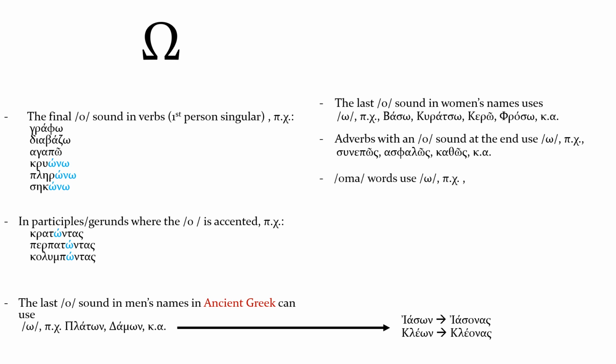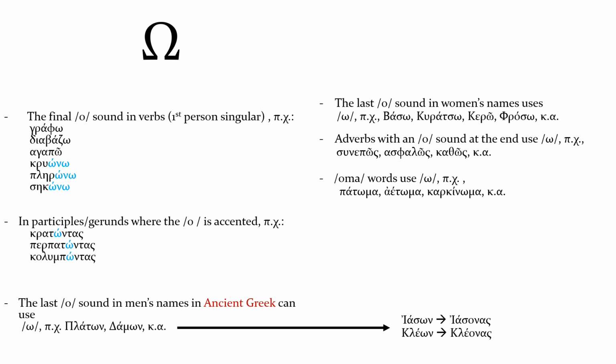And then a very important one here: adverbs with an O sound at the end use omega. Remember, an adverb normally answers the how question, like how does she sing? She sings beautifully. How does he walk? He walks slowly, and things like that. And we get things like sinepos, asfalos, which means definitely, certainly, saphos, which could be clearly. There are many of these. Now, not all adverbs in Greek use the -os ending, but the ones that do almost always use the omega sigma.